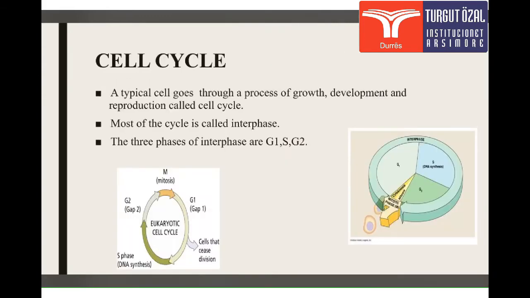A typical cell goes through a process of growth, development and reproduction called the cell cycle. Most of the cycle is called interphase. The three phases of interphase, as you know, are G1, S and G2. You can see these phases in the picture.